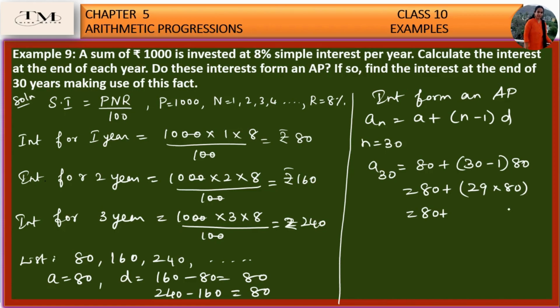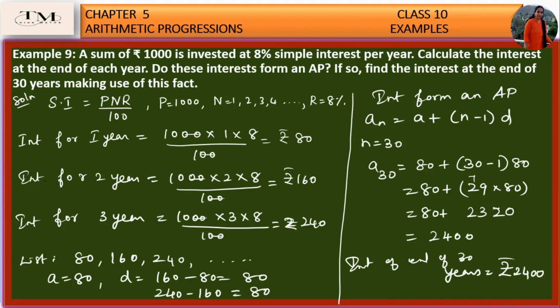So what is 29 into 80? You can put this 0. 8 nines are 72. Balance is 7. 2 eights are 16. 16 plus 7 is 23. So if you add the 0 for this, you will get 2320, and 80 plus that gives 2400. So interest at the end of 30 years equal to rupees 2400. Okay, I hope you can understand this problem.